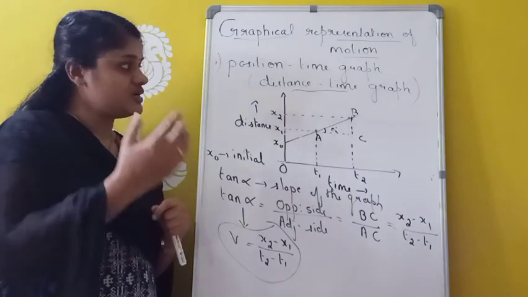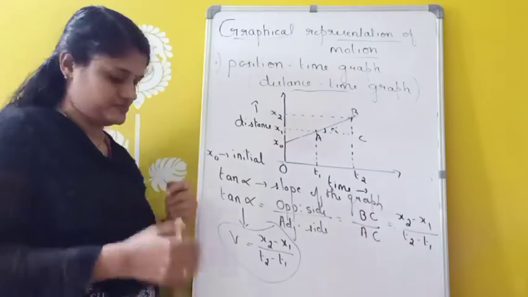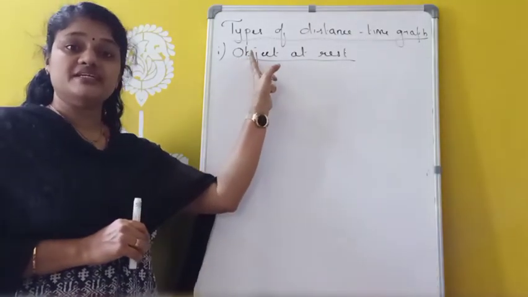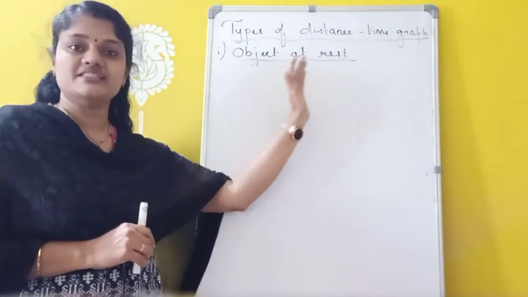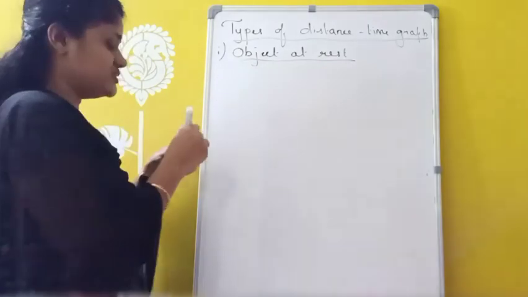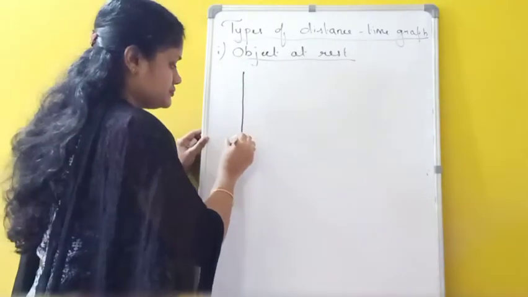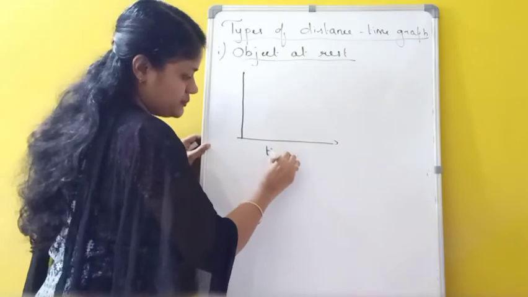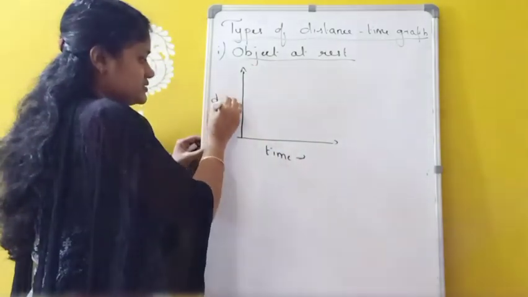Velocity. Next we have to study the different types of distance time graph. The first one is when the object is at rest. That means the object is not at all moving. So when the time is increasing, the distance is not at all increasing. Then what about this graph? When you are drawing the graph, we take time along the x direction and distance along the y direction.